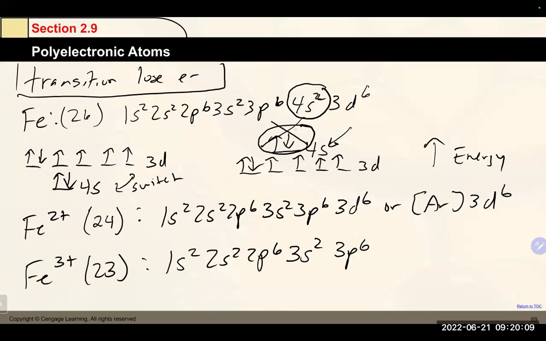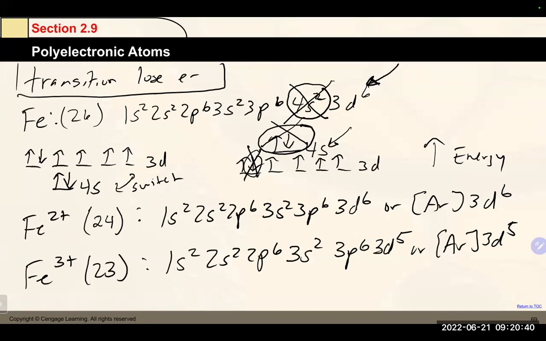At this point, it will once again lose these 2 electrons, but it still needs to lose 1 more electron, and the next electron would come out of here. It would lose this electron here, and we would end up with 3d5 in this case, and that would be argon 3d5. Any questions on that there?